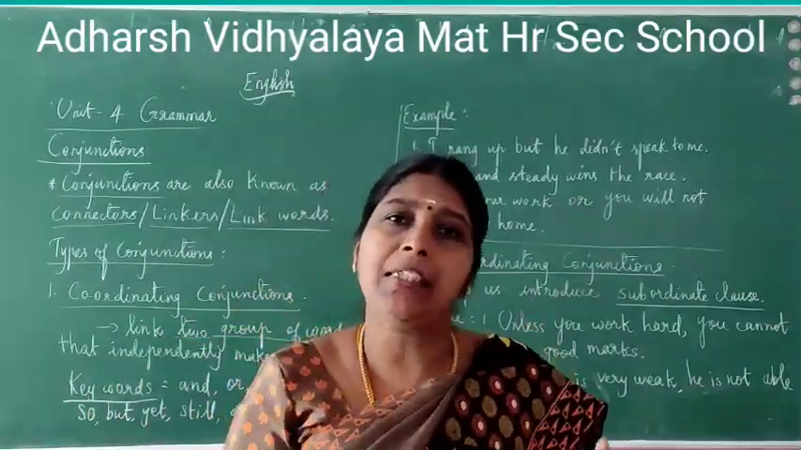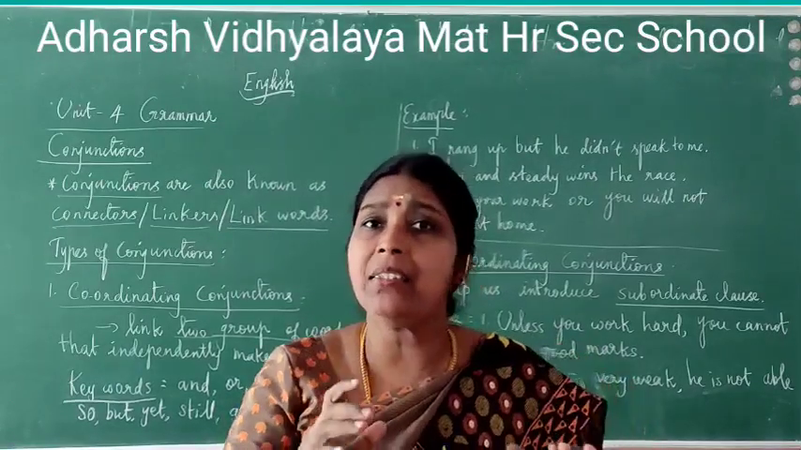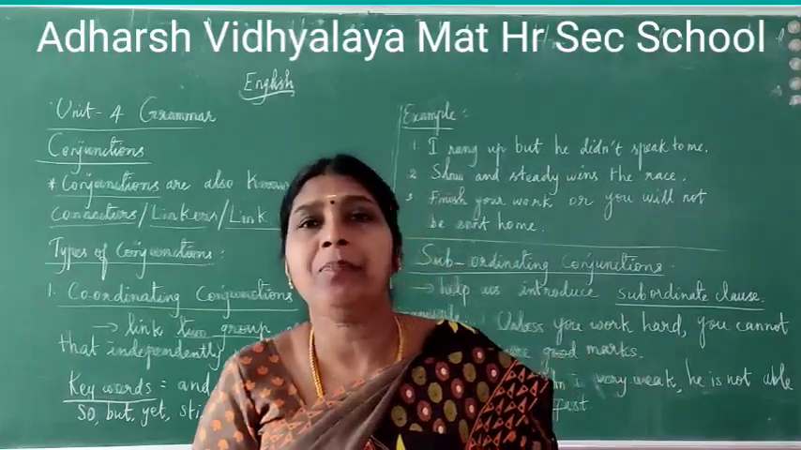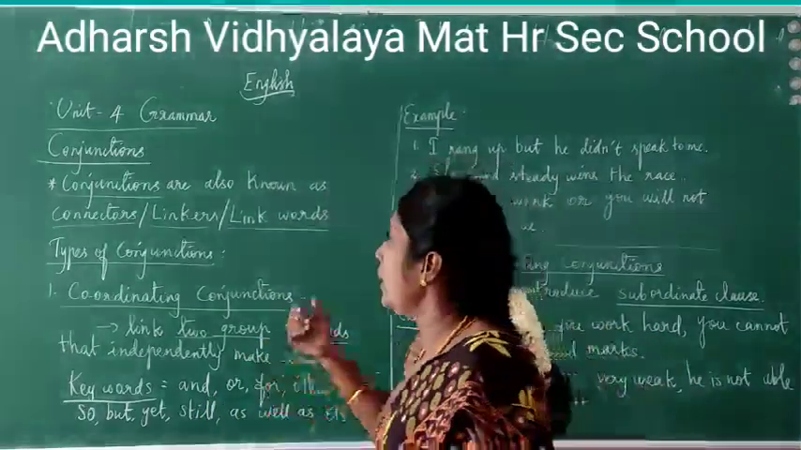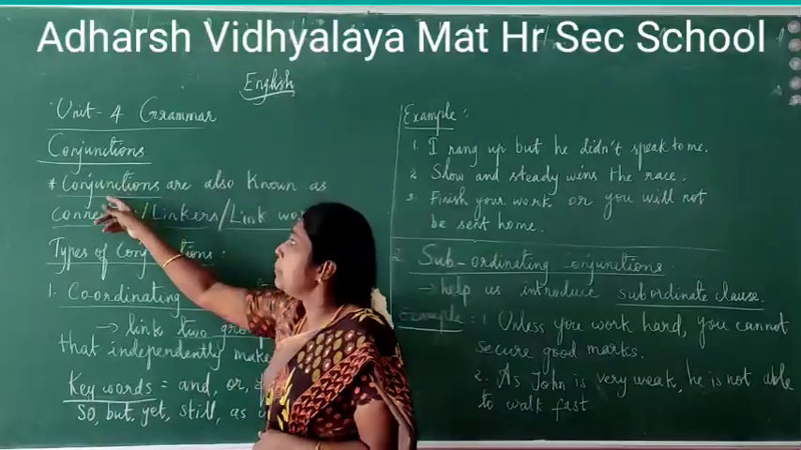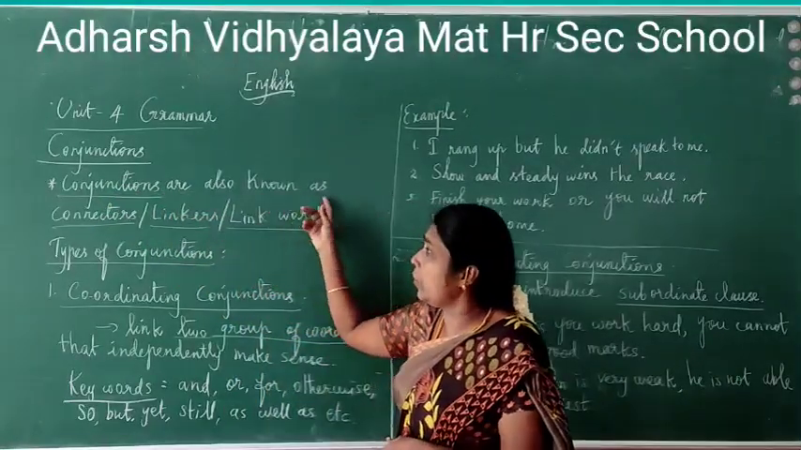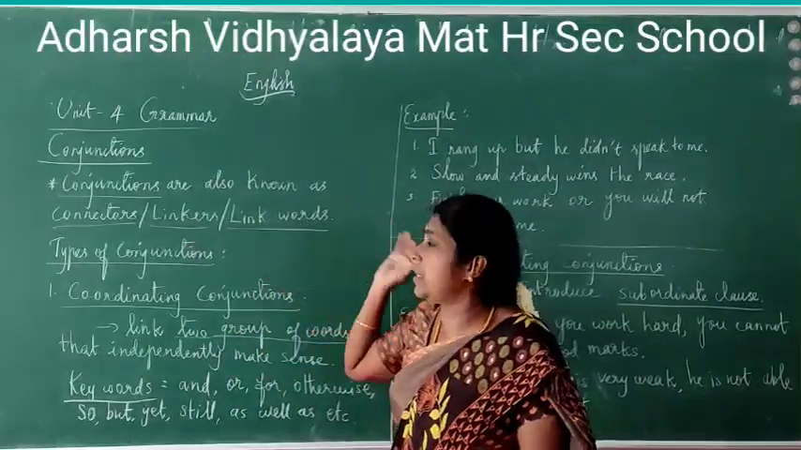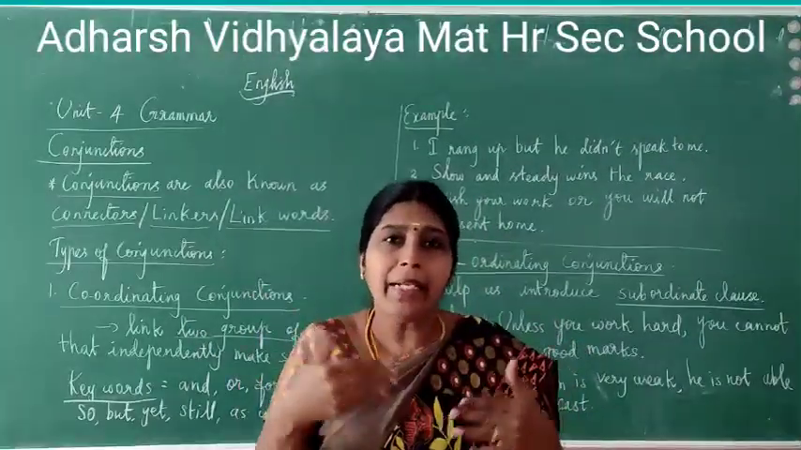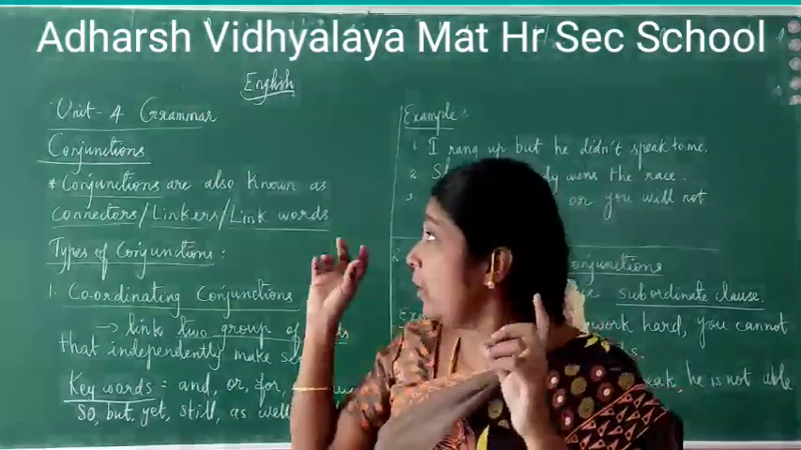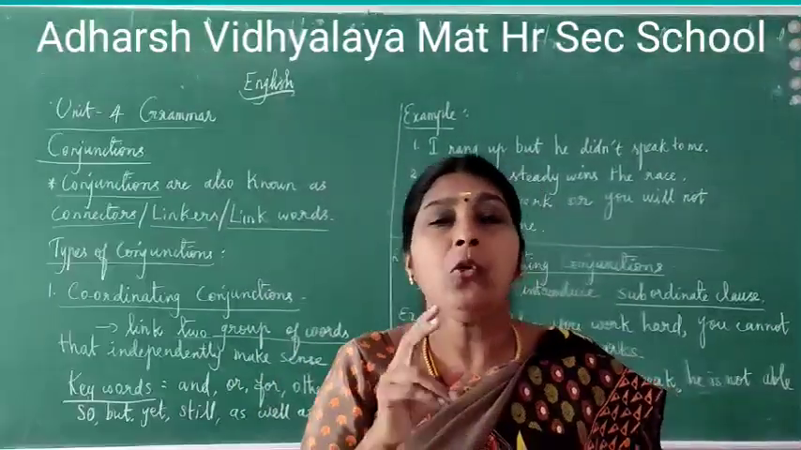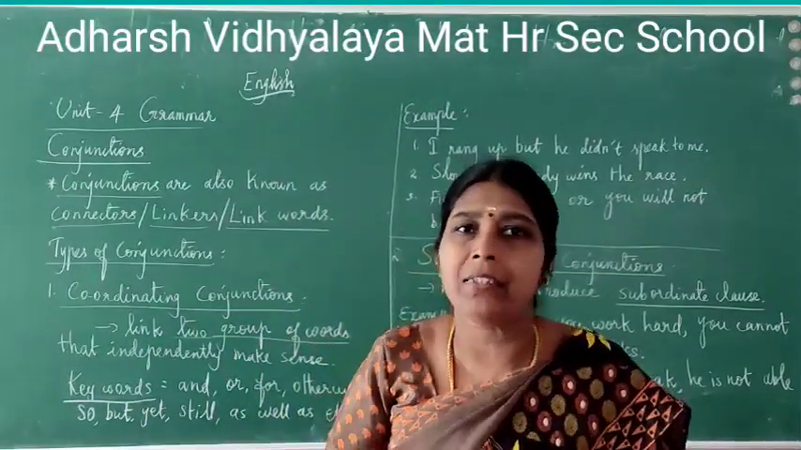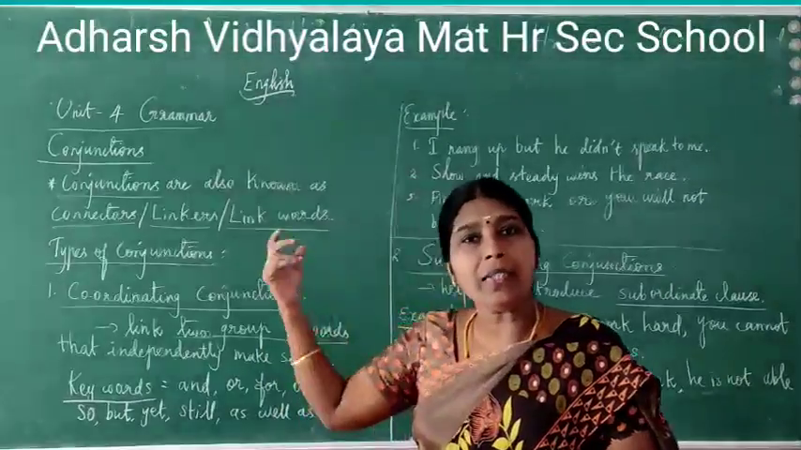So what is conjunction? Conjunctions are also known as connectors or linkers or link words. So give the definition for conjunction. Conjunctions are also known as connectors or linkers or link words. Connect means join. Link means join. So those words are used to join two words or two groups of words or two sentences. Those are connectors or conjunctions.